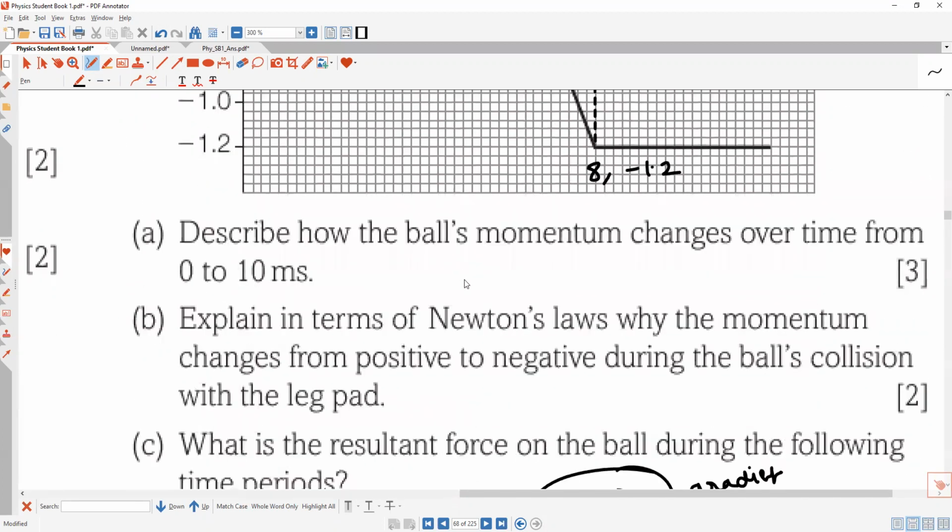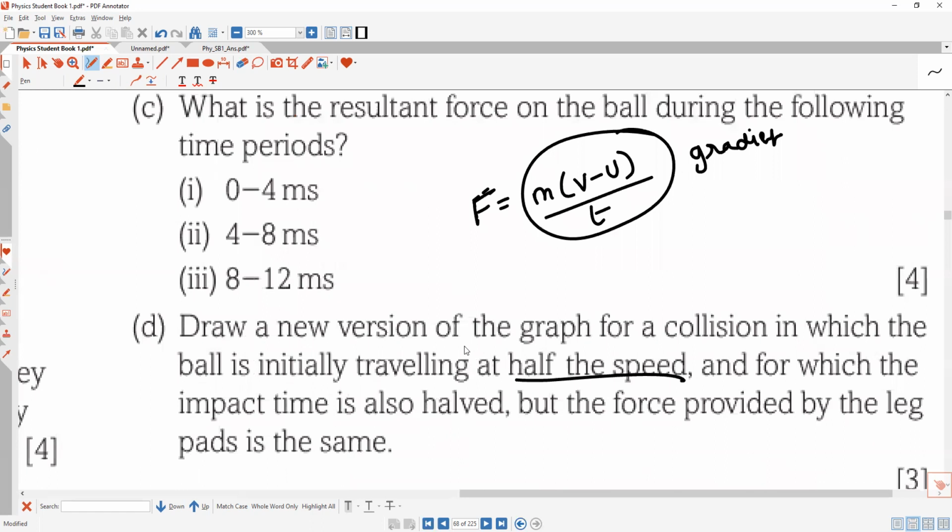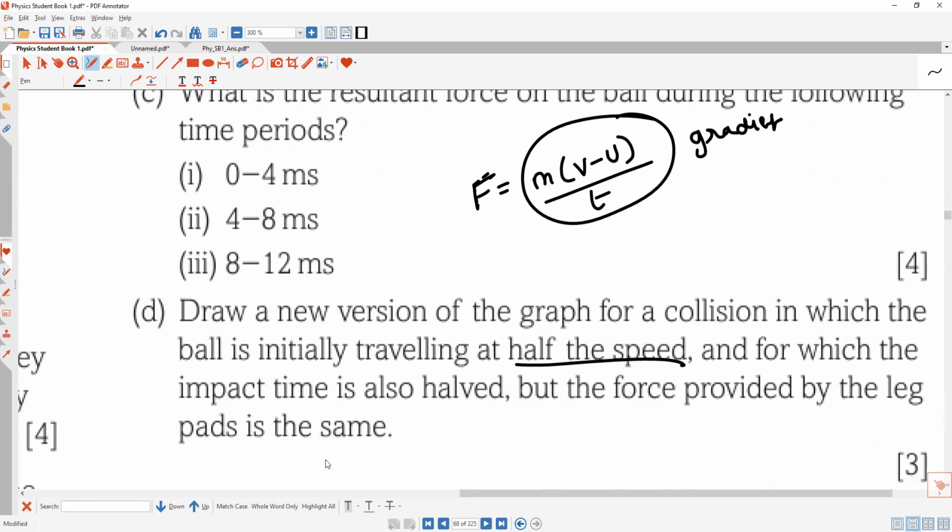Let me see. Speed is halved, so momentum is also halved. Ball and mass the same. The mass of the ball is constant, but your speed is halved, therefore the overall momentum of the ball is also halved, for which the impact time is also halved, but the force provided by the leg pad is the same. So the force is like before only.